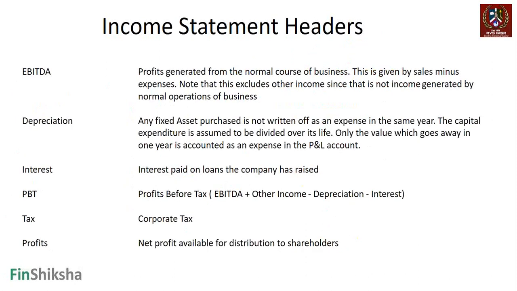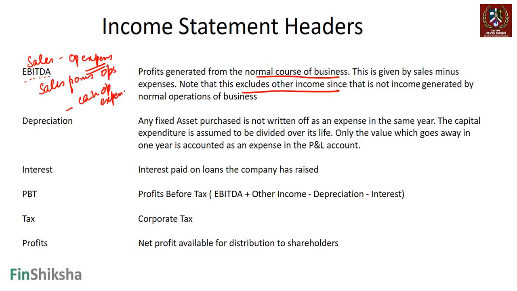Total expenses, sum of the above. Once you remove these, sales minus cash operating expenses gives me earnings before interest, tax, depreciation, amortization, the profit generated from the normal course of business. This is given by sales minus expenses. Note that this excludes other income. So far, we have not included other income here. So only the sales from operations, from that you subtract cash operating expenses to get EBITDA.